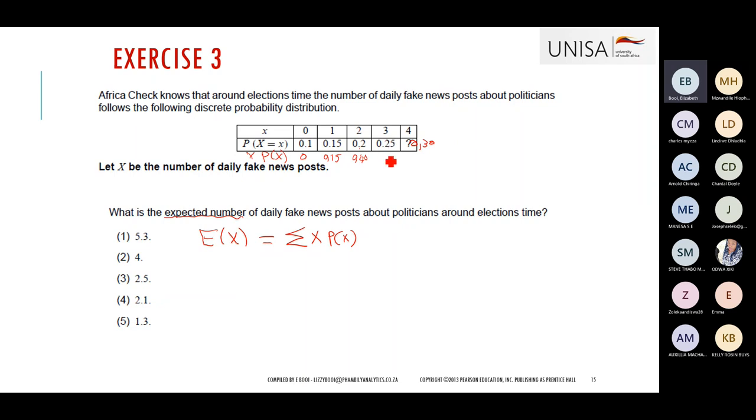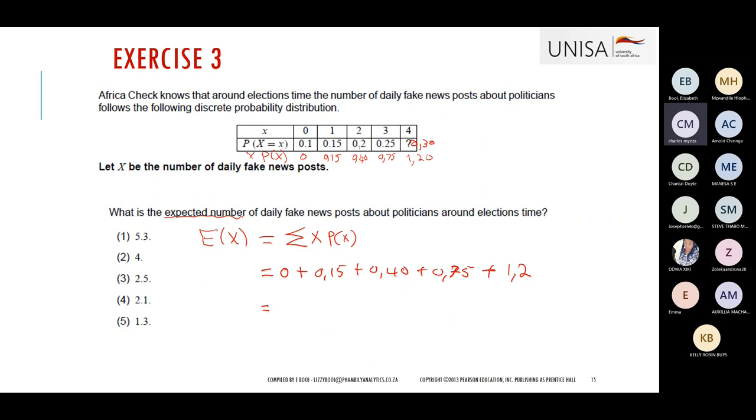3 times 0.25 is 0.75. 4 times 0.30 is 1.2. So we can just say 0 plus 0.15 plus 0.40 plus 0.75 plus 1.2. And the answer will be 2.5, which is option 3. If they ask you to calculate the standard deviation, you can use your expected value to calculate that. Okay.